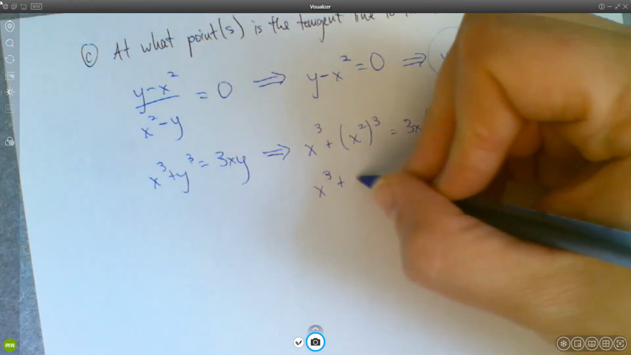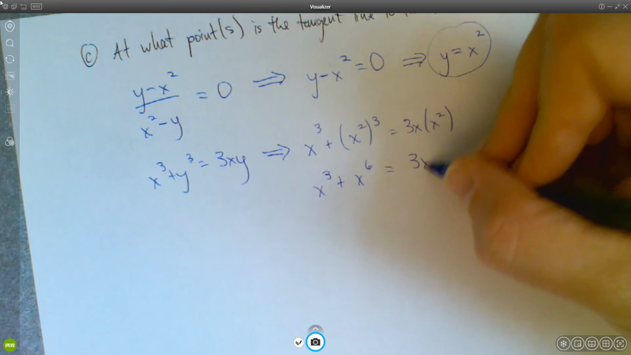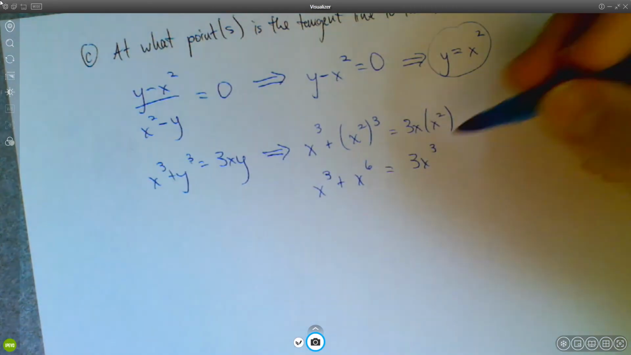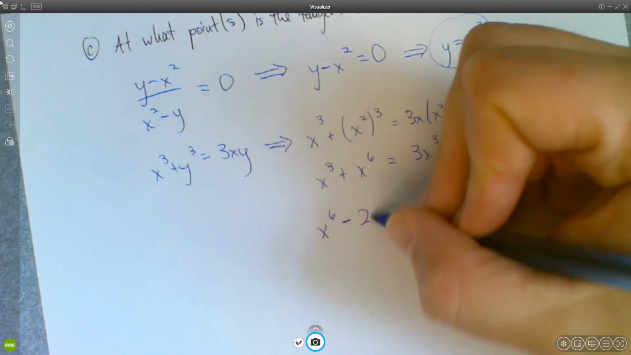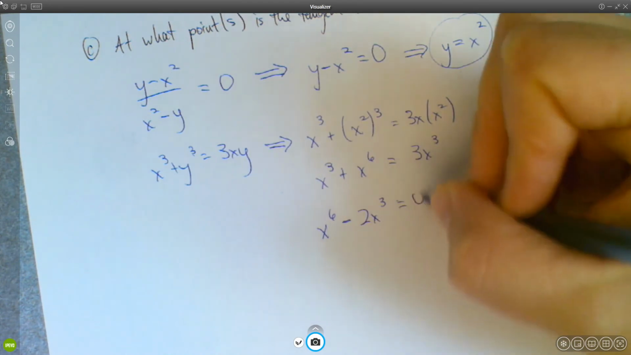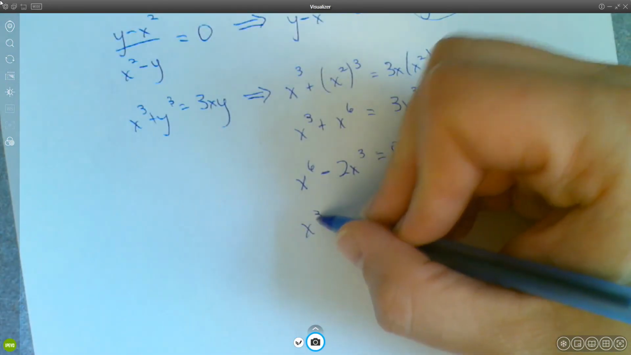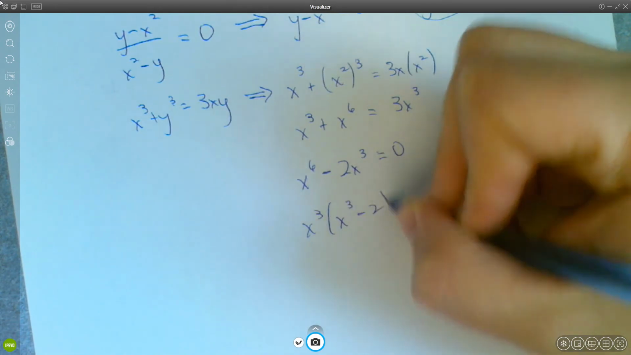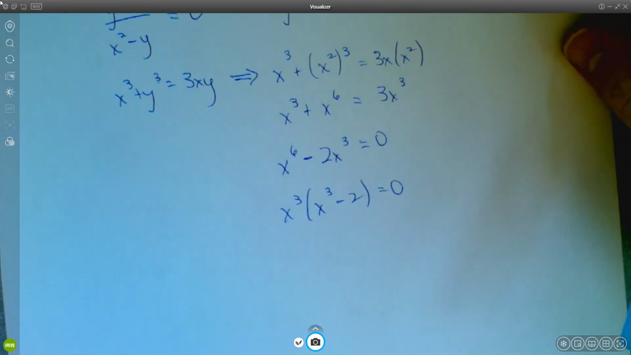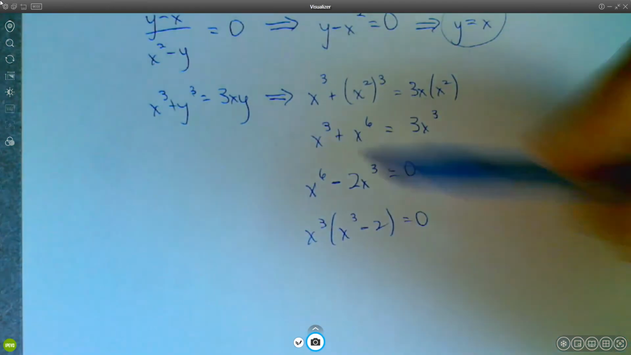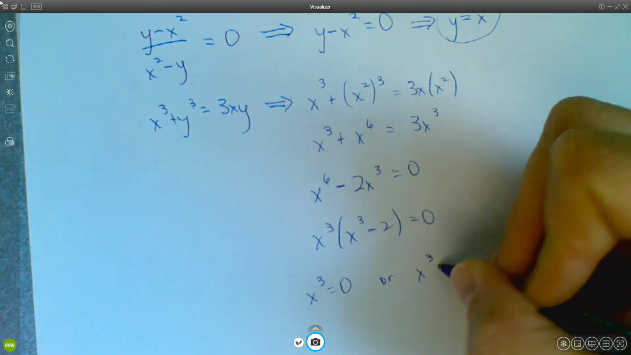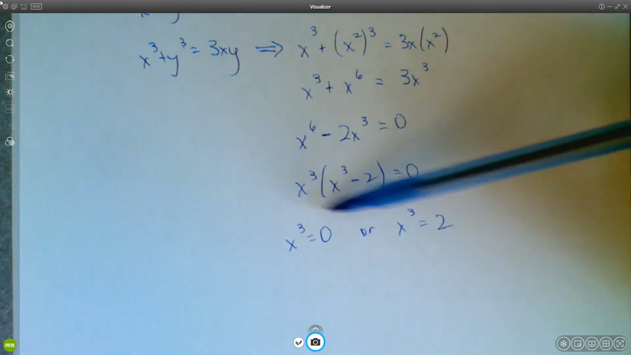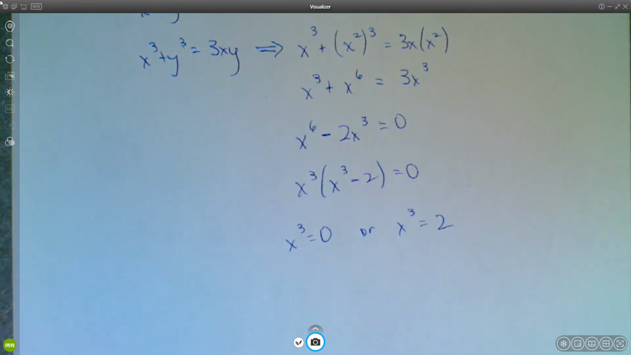So x cubed plus x to the 6th equals 3x cubed. Oh, that's not bad at all. Let's subtract 3x cubed. We'll have x to the 6th minus 2x cubed equals 0. And we can factor out an x cubed. And what solutions do we get? You actually get 3 solutions. You would get x cubed equals 0 or x cubed equals 2. And both of those equations are going to yield 3 unique solutions. So you get 6 solutions in total.